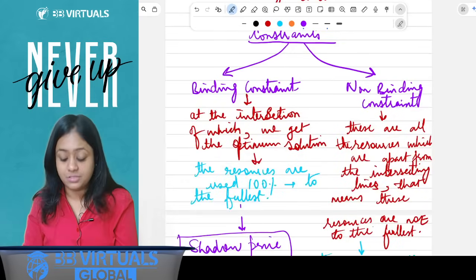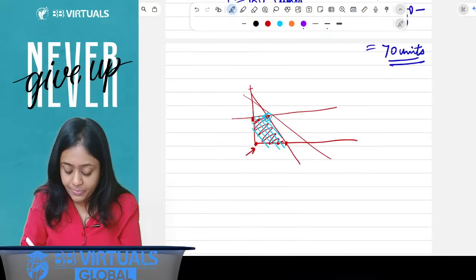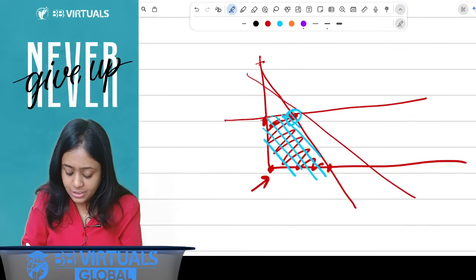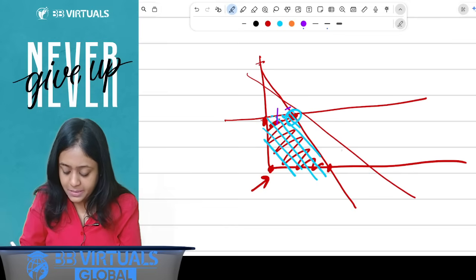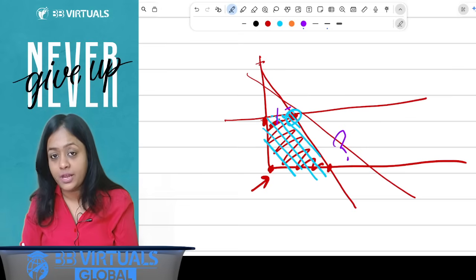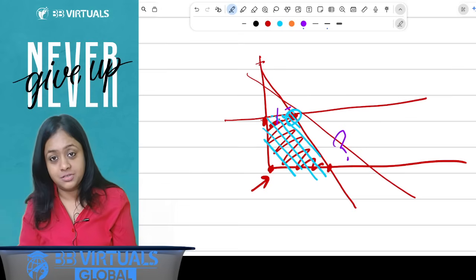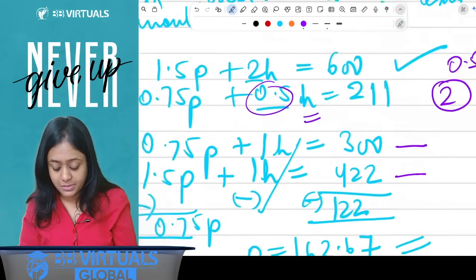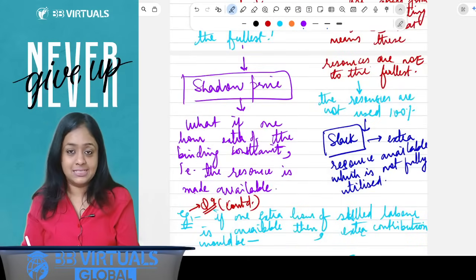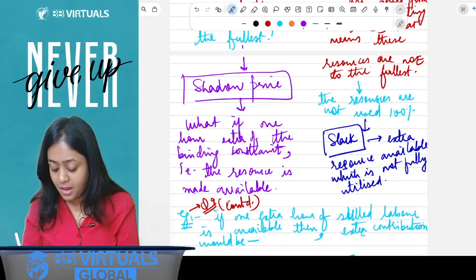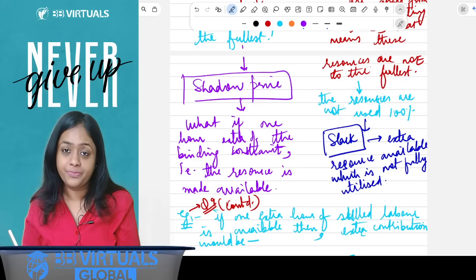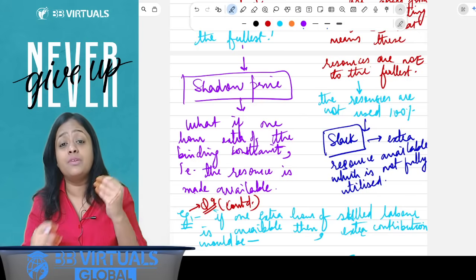Other than these constraints, like in this example, if I got the maximum contribution at this point, which was at the intersection of this line and this line, then the other line will be a non-binding constraint. That means it will never be used up to the fullest and it will always have some spare capacity, some extra hours with it. So when we have some extra hours, slack arises. Slack is always the extra resources available which are not fully utilized, and it is always the case with non-binding constraints. When we go to the binding constraint, you don't have even 1 hour extra.